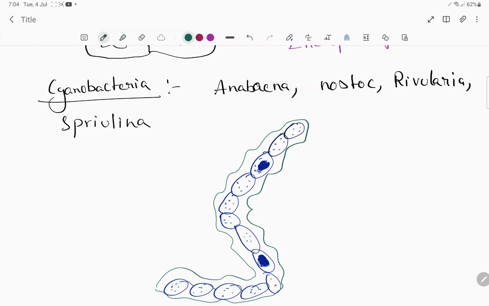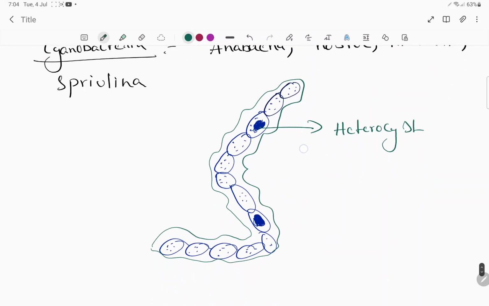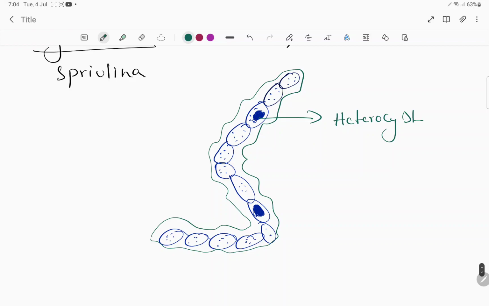They often form blooms in polluted water bodies. Some of the organisms can fix atmospheric nitrogen also, and we call those parts heterocysts. So these are the heterocysts. Anabaena, Nostoc, Oscillatoria, Rivularia. And also the specialized cells called akinetes, which help in food storage, and all of them are photosynthetic.